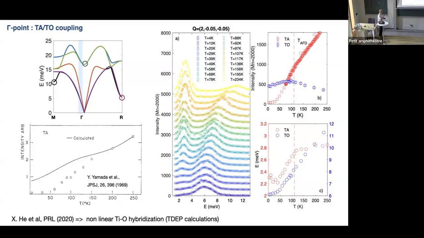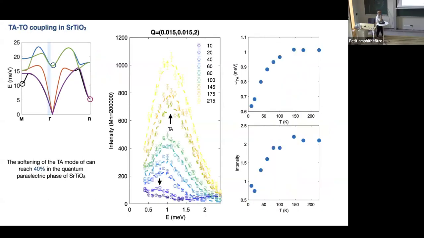And when I measured that, I was aware of the Cowley result, but I said, well, this is now a softening of 20%. So this is a huge difference. Like we went from 5% to 25%. So then I said, okay, let's continue to get closer to gamma. So now I'm doing the same experiment, but I'm going to a very small Q vector, 0.015.